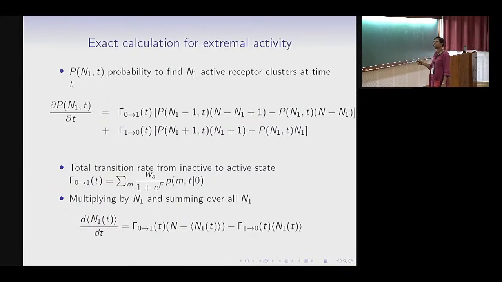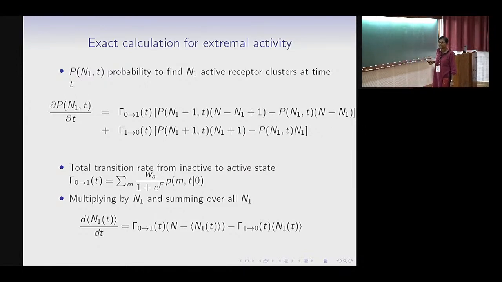So this is the exact calculation to explain this phenomenon. Let's say Pn1t is the probability to find N1 active receptor clusters at time t. This is the time evolution equation for Pn1t. This is the master equation. And here, gamma 0 to 1 of t is the total transition rate from inactive to active states. Remember here, I have to consider transition rates which are happening for all possible values of methylation.